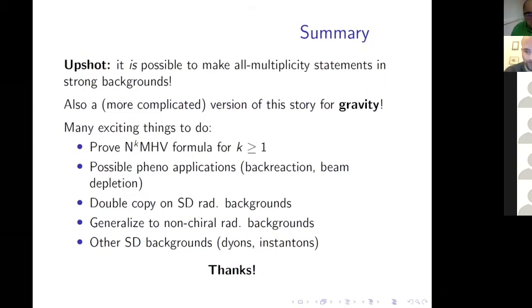Can I ask something? Hi, Tim. So what is the main obstruction to generalizing all these formulas to general strong backgrounds? What goes wrong? You have this nice theorem of Ward and so on, but why can't you get the most general backgrounds right away?